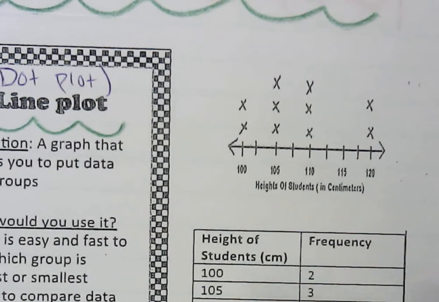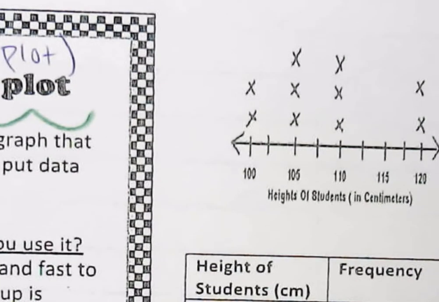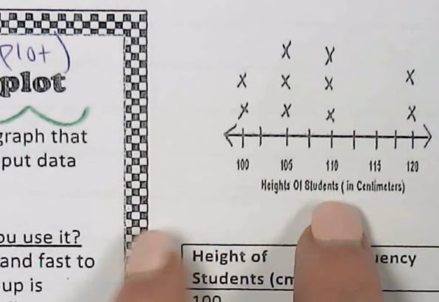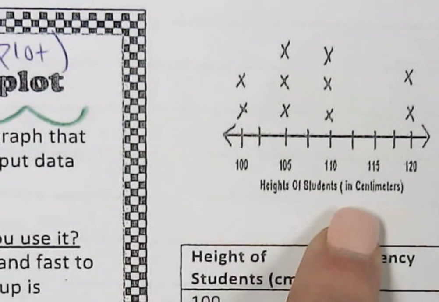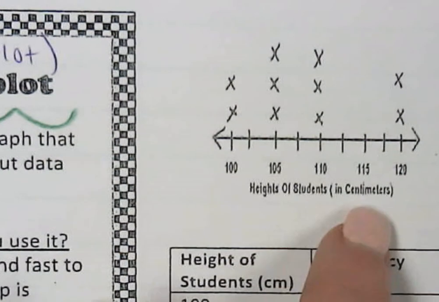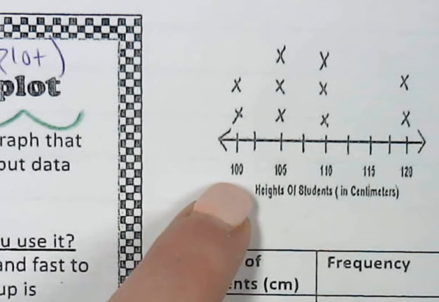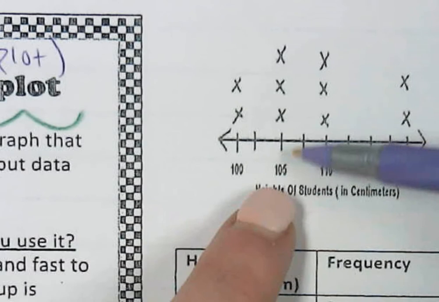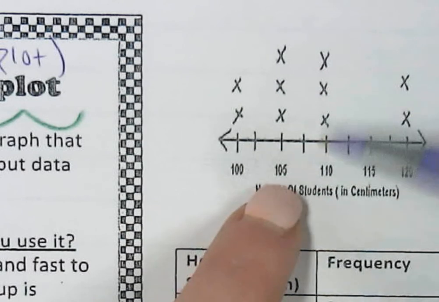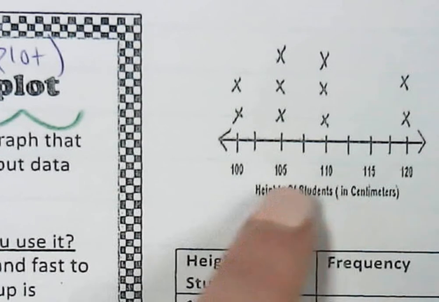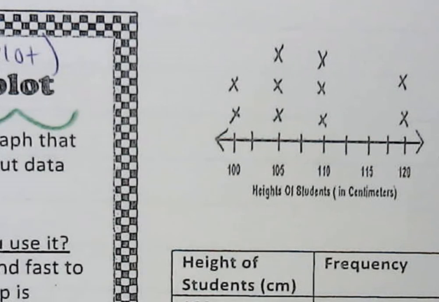So when we're looking at this specific example, you can easily see, it says that we're talking about the heights of students, so it's always good to have a title for any graph that you're doing. It says we're talking about the heights of students, and it says in centimeters. So I can see right here that there are two X's or two marks, so that means there are two students that are 100 centimeters tall. Over here, there's three X's, so that means that there are three people, three students that are 105 centimeters tall. Again, each X represents one person. So super simple, super easy.